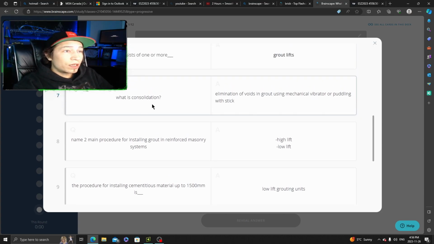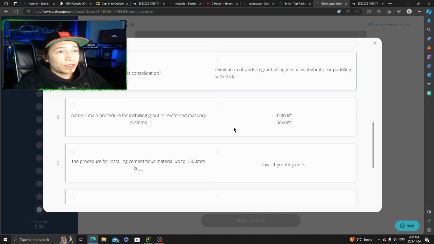So what is consolidation? Elimination of voids in grout using a mechanical vibrator or puddling with a stick. That's what consolidation is. Name 2 main procedures for installing grout in reinforced masonry systems. High lift and low lift.